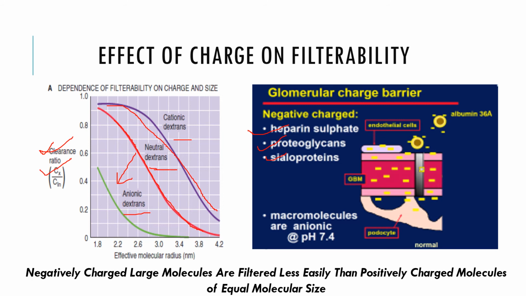Now in certain kidney diseases, the negative charges on the glomerular basement membrane are lost, for example, in minimal change nephropathy. As a result, albumin is filtered and appears in urine, a condition known as proteinuria or albuminuria.